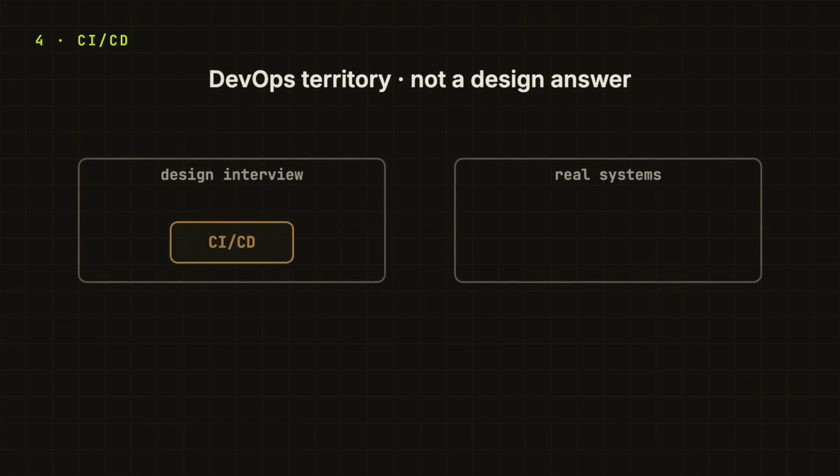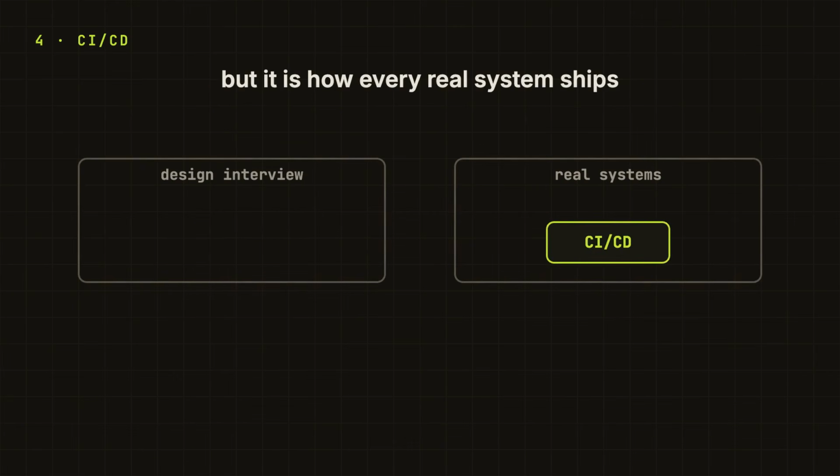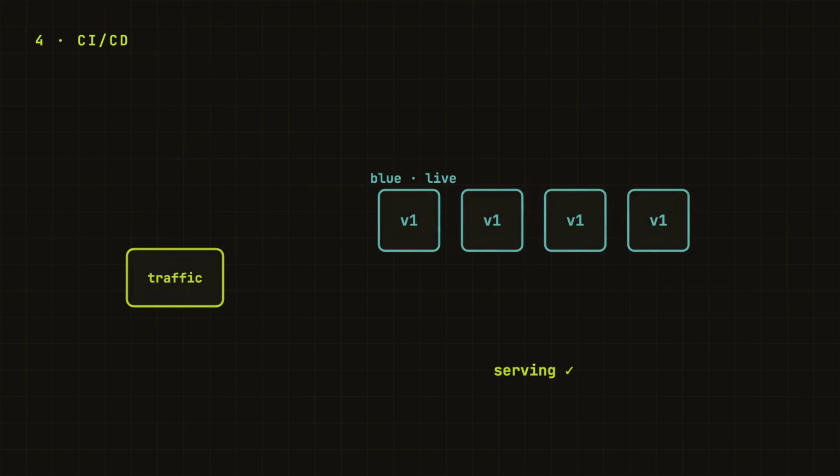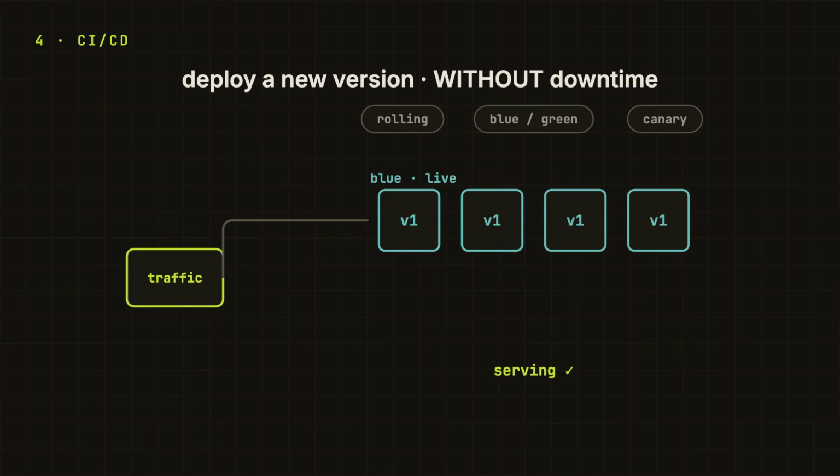Now, CI/CD is DevOps territory rather than a system design interview topic, but it is how every real system actually ships, so it is worth knowing. The interesting part is how you deploy a new version without downtime. There are three standard strategies.